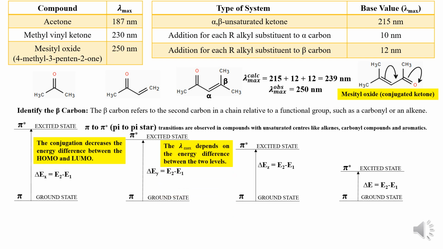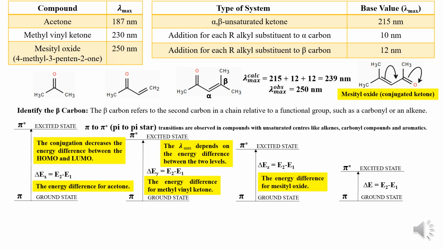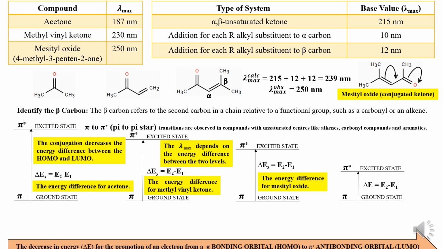So the lambda max value for a compound depends on the energy difference between the two levels, the ground state and the excited state levels. So the energy difference for acetone is delta Ex, energy difference for methyl vinyl ketone is delta Ey, and energy difference for mesityl oxide is delta Ez. And with extended conjugation, the energy gap will further get reduced.